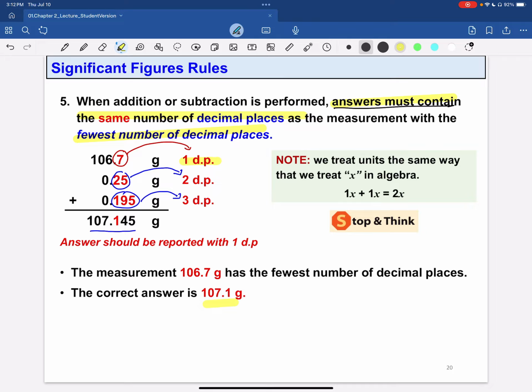Now, when you are dealing with the unit, we treat the unit the same way we treat x in algebra. 1x plus 2x equals 3x. Then 1 gram plus 2 grams equals 3 grams.